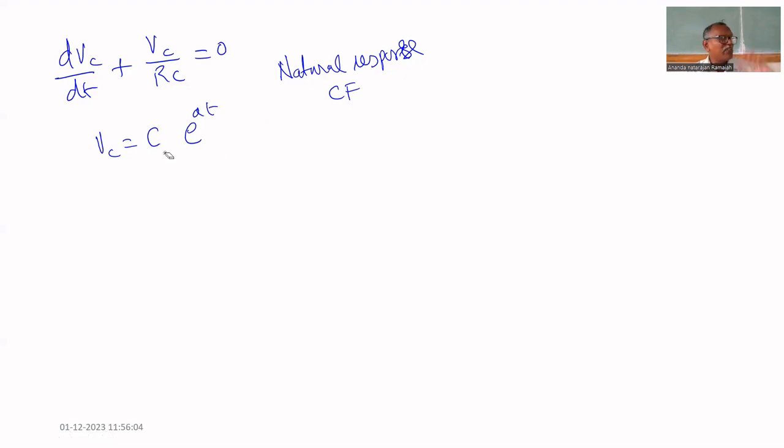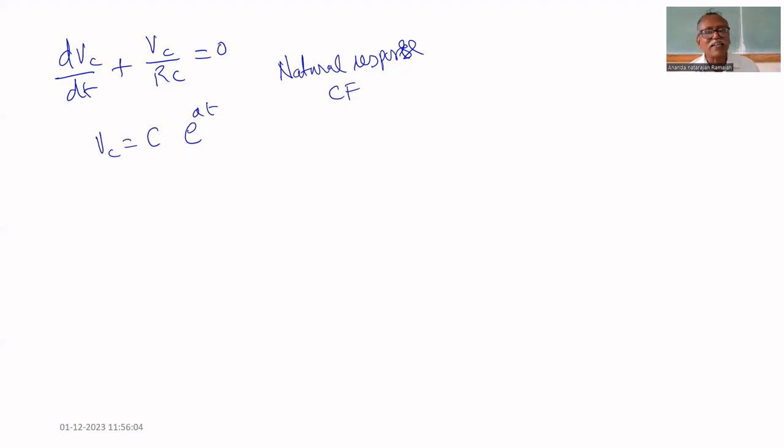No need to have only first order, that's why we can assume C. C e power at is the solution I am assuming. I do not know the value of C and A. This is a solution for this differential equation. Differential equation means the result will be exponential. Already we have seen that voltage increases exponentially and current decreases exponentially. That's why some exponential function is involved.